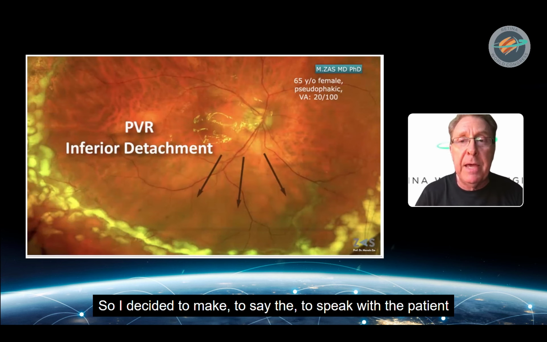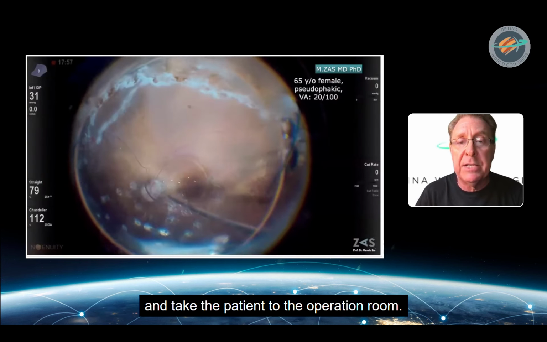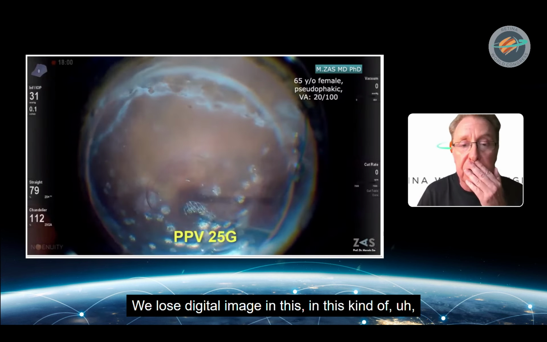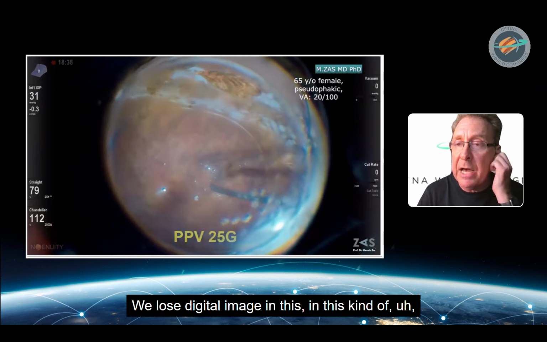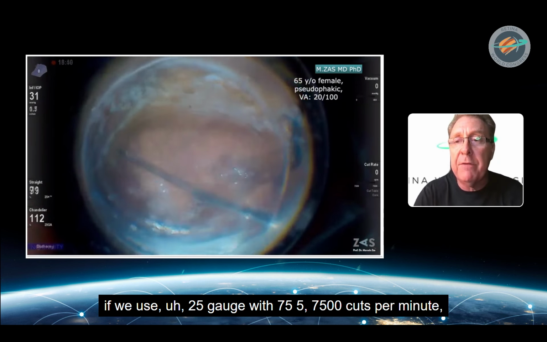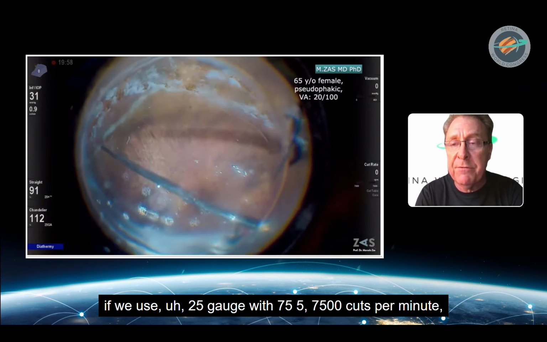So I decided to speak with the patient and take her to the operating room. We used digital imaging in this kind of case, and we used 25-gauge with 7,500 cuts per minute.